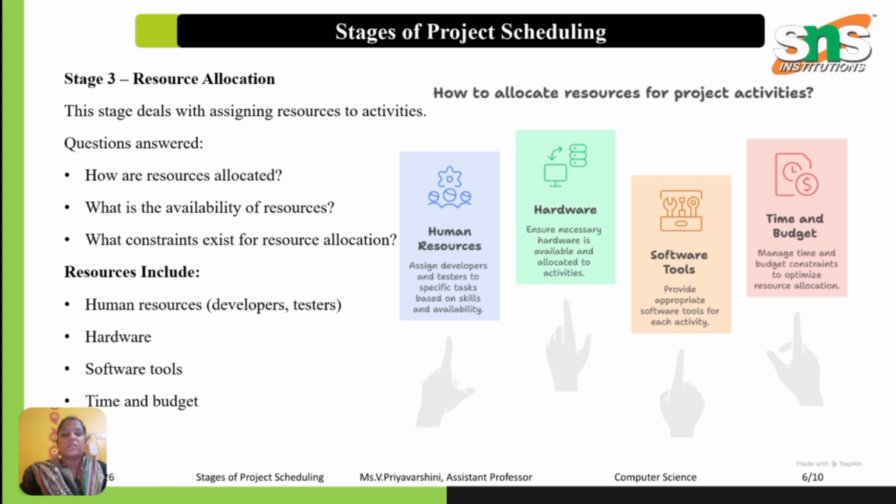Example, if coding requires Java expertise, an experienced Java developer should be assigned, right? If testing requires automation tools, those tools should be provided. Proper resource allocation improves productivity and reduces the delays.